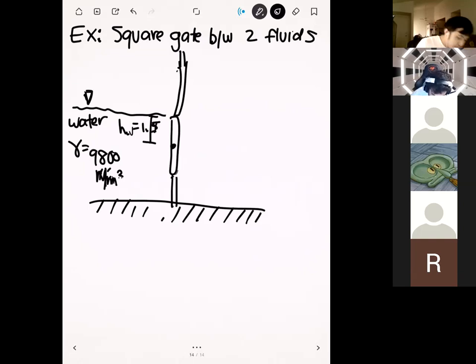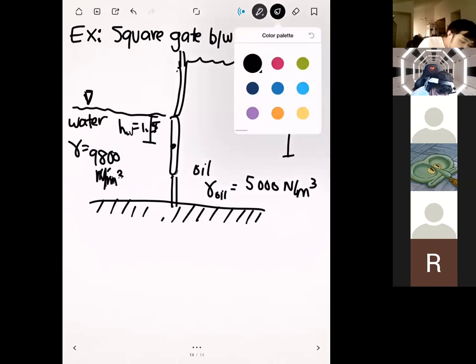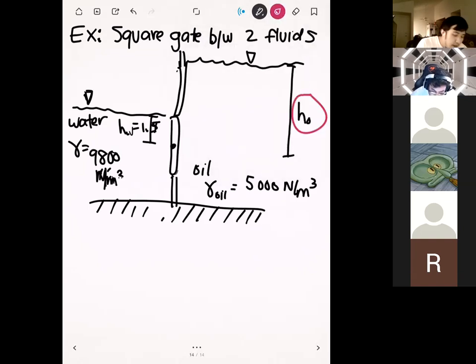On the other side of the gate, we have a different fluid. Let's say that we have oil. The specific weight of the oil we're going to assume is 5,000 newtons per meter cubed. So it's not as dense as the water. But what we don't know is this height right here. What we want to solve for is the height of the oil that holds this gate in equilibrium.